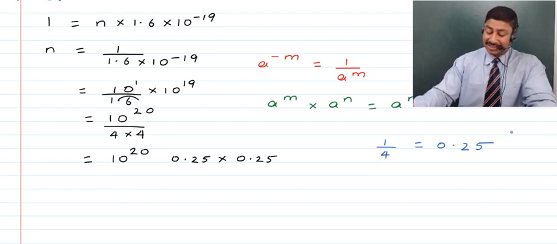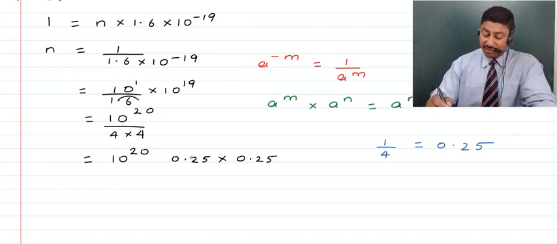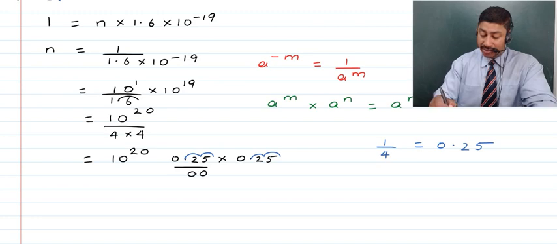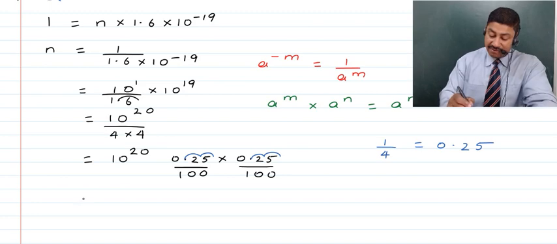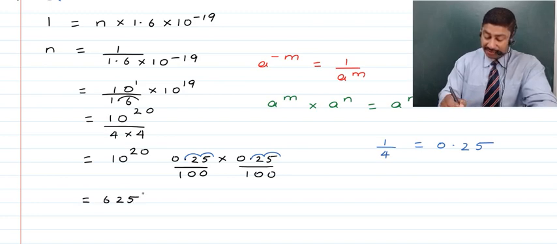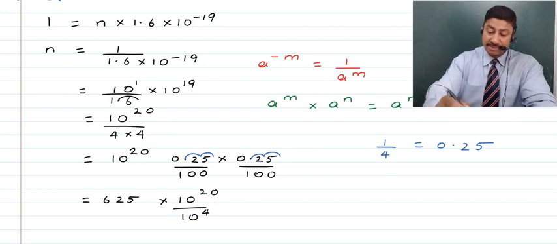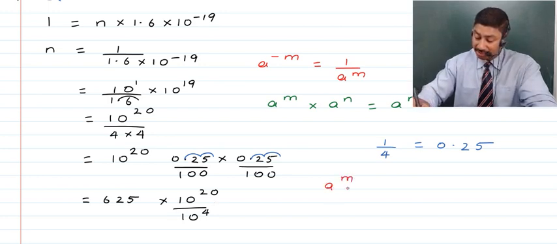Now, children, as it is 0.25 into 0.25, what we can do is we can shift 2 decimals here, right? And then it will become upon 100 here also, and here also it will become upon 100. Now 25 and 25 will become equal to 625, right? And that further is multiplied with 10 raised to the power 20, divided by 10 raised to the power 4. Now remember this, children, if we have a raised to the power m divided by a raised to the power n, then that becomes equal to a raised to the power m minus n.